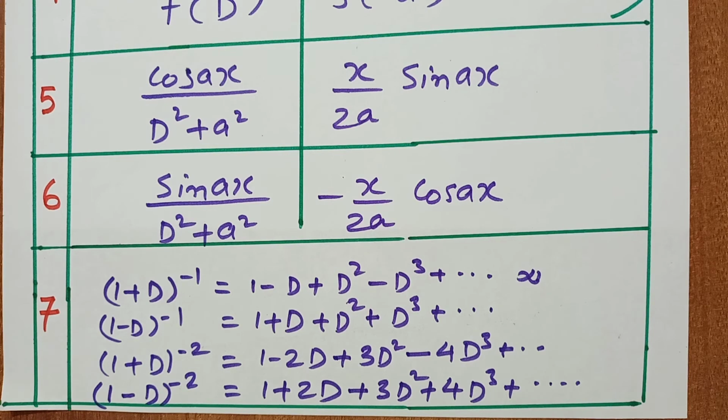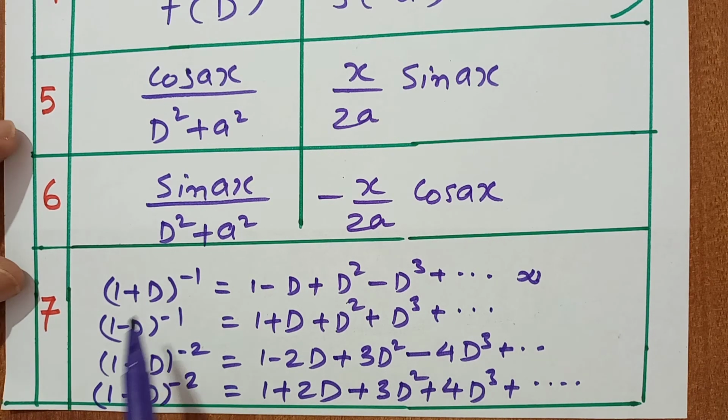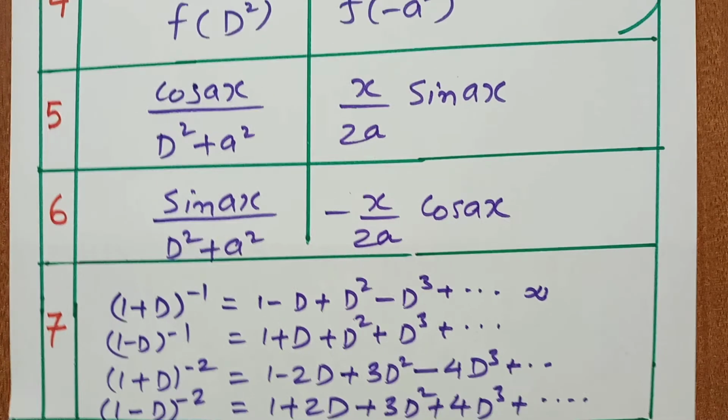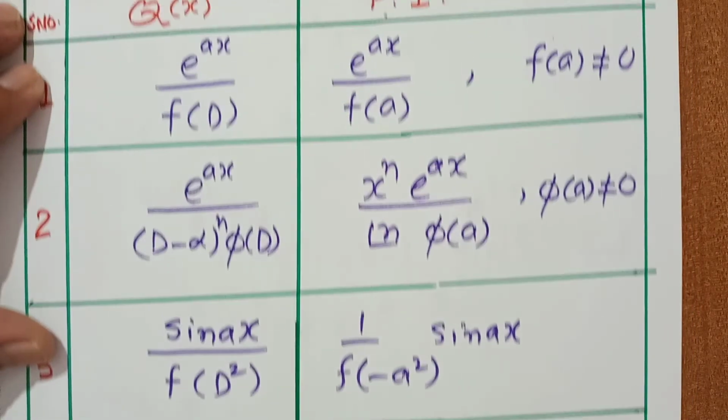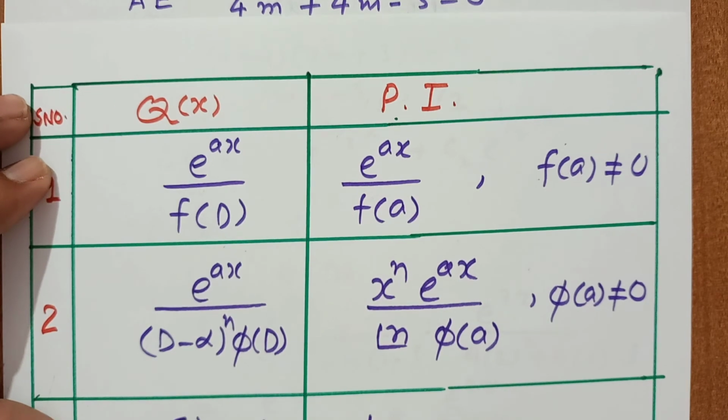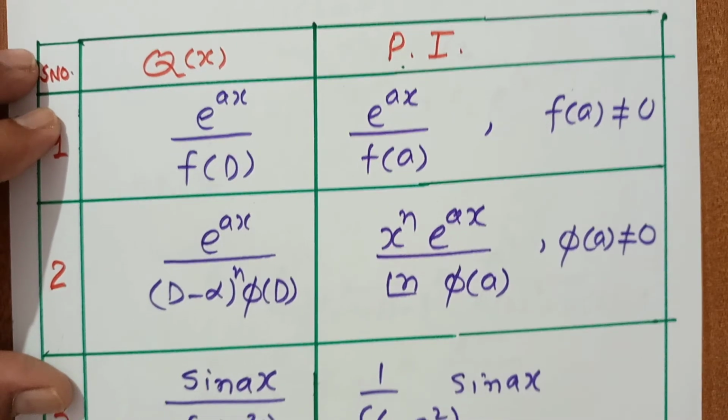So first you remember this binomial theorem. 1 plus D to the power minus 1 is equal to this thing, 1 minus D to the power minus 1 is equal to this thing, and this. So this is a very important table for calculation of particular integral. So you remember it.